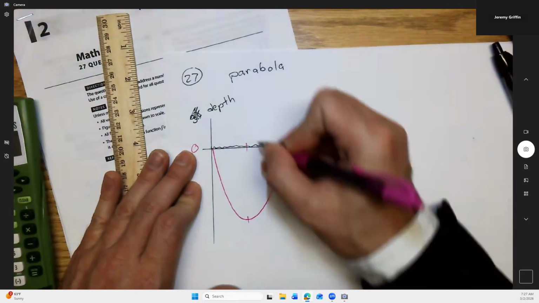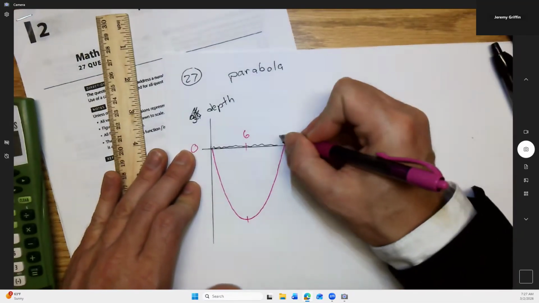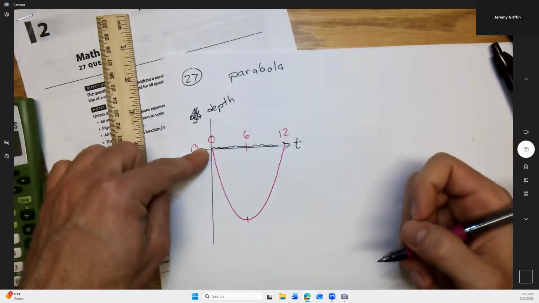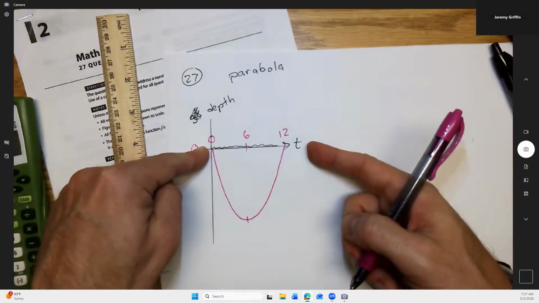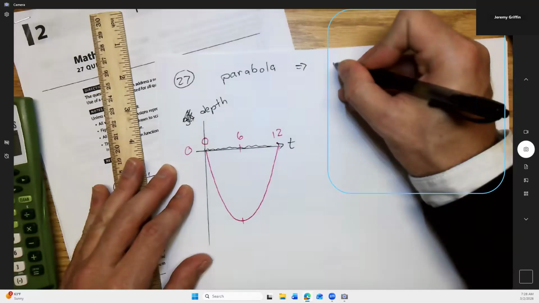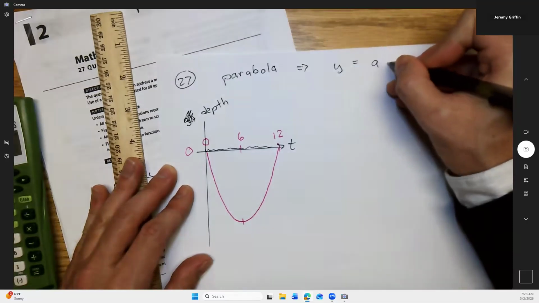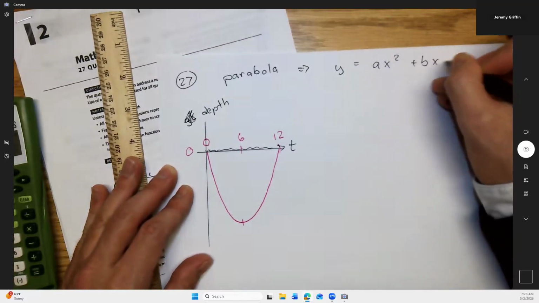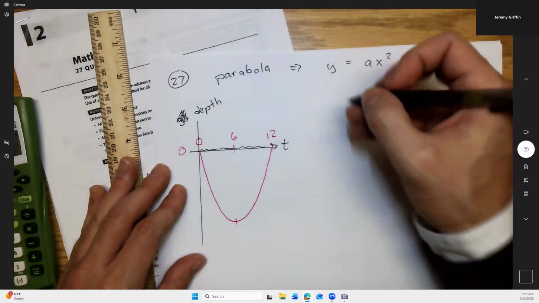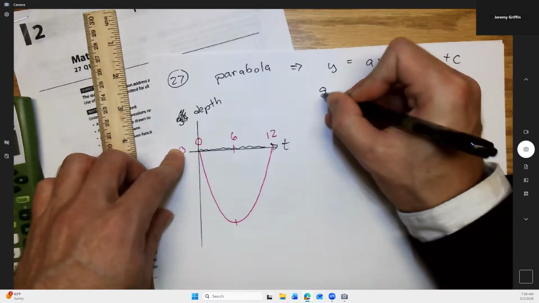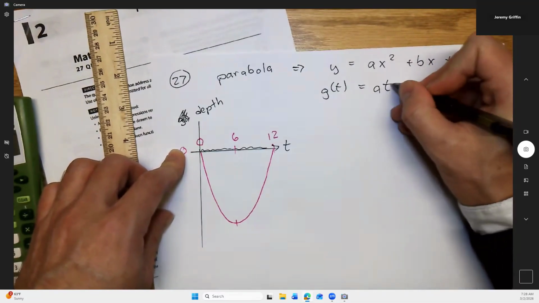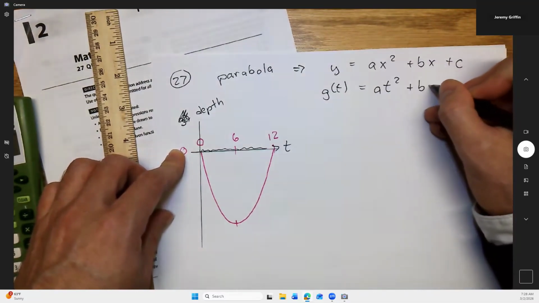We know at the 6-minute mark it's reached its maximum depth, and at the 12-minute mark it's back at the surface. It implies at the 0-minute mark it's also starting at the surface. So we have this type of parabola. Now, for a parabola I can do y equals ax squared plus bx plus c, but we can simplify this even better. I'll say g of t in place of y equals a, and instead of x I'll call it t, squared, plus bt.